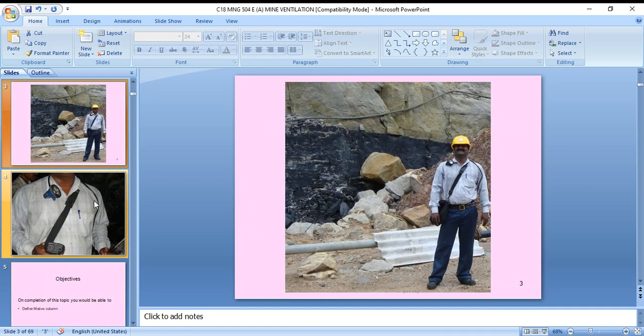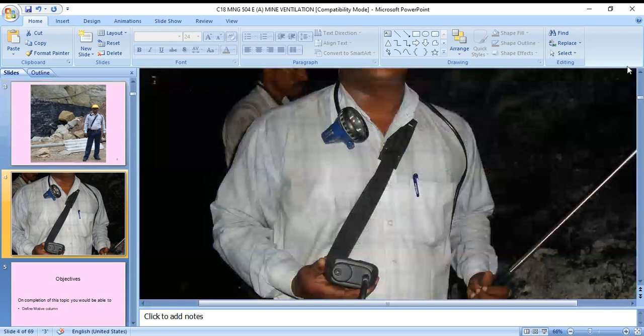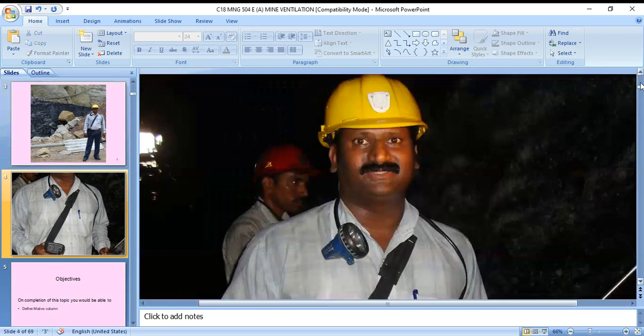right, this is my visiting at Opencast Mines. This is a visit at underground ventilation surveying, the part of ventilation surveying.